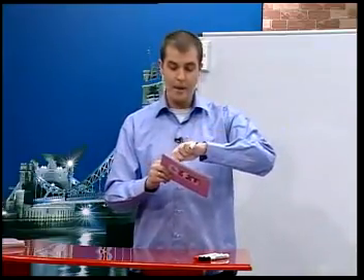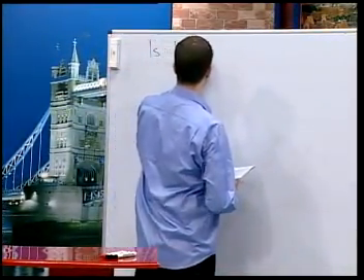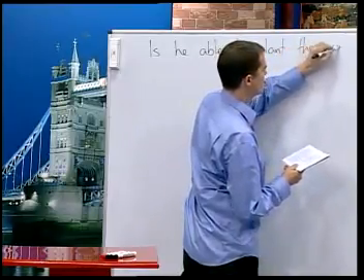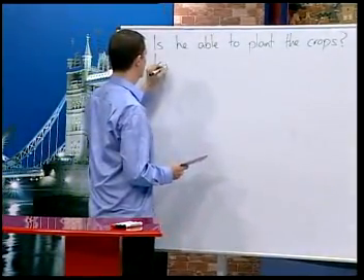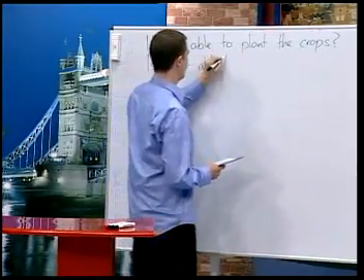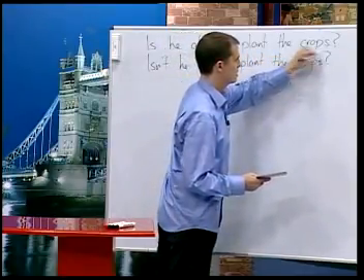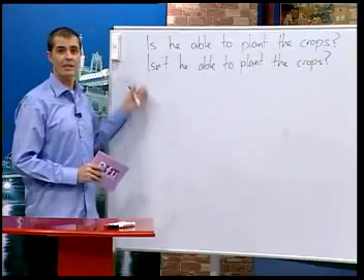To be able to means to have the ability to do something. It's the same as can for ability. The negative is not be able to. And you may ask a question with be able to like this. Is he able to plant the crops? Or the negative, isn't he able to plant the crops? It's the same as can. Can he plant the crops? Can't he plant the crops?